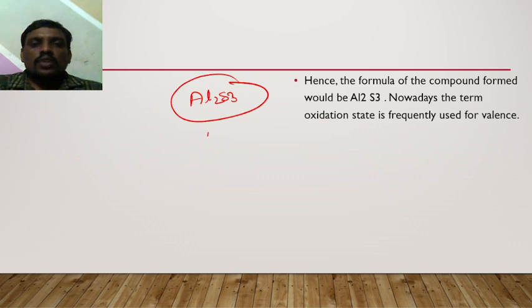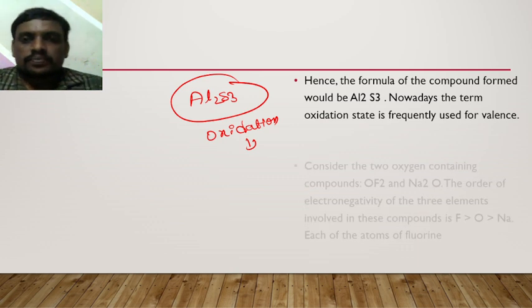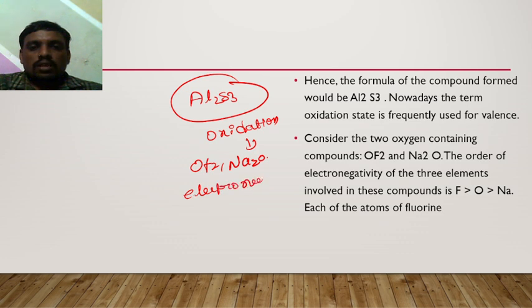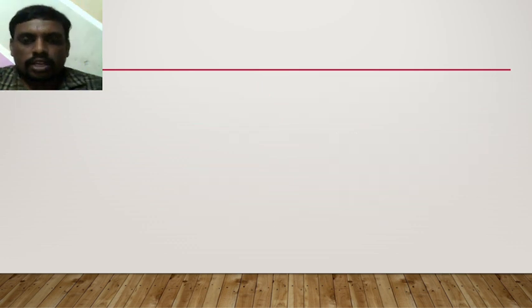Nowadays the term oxidation state is frequently used for valency. Now consider two oxygen containing compounds: OF2 and Na2O. The order of electronegativity of the three elements involved here is fluorine, oxygen, sodium.